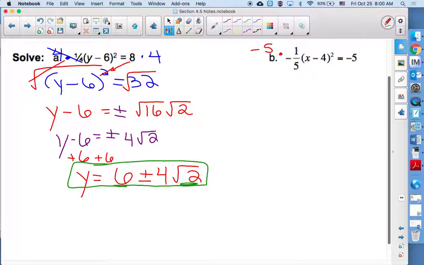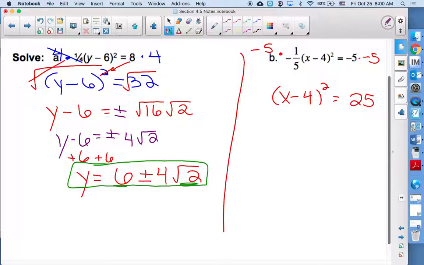Multiply by -5. -5 times -5, Jack, is 25. What then would you do, Jack? So we have to take the square root to get them to cancel. And you get x minus 4, and he said the square root of 25 is 5.